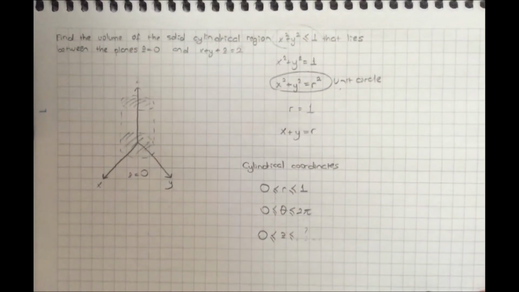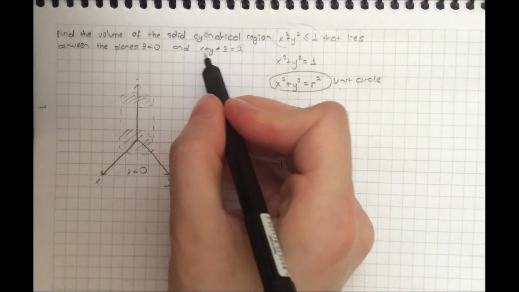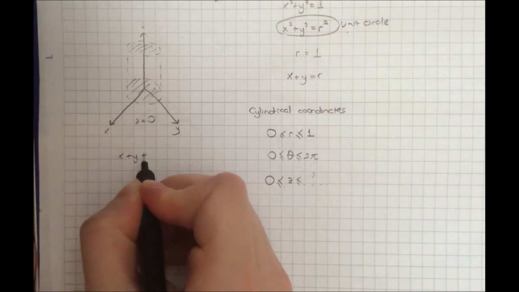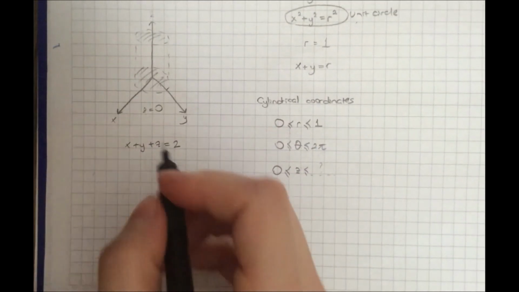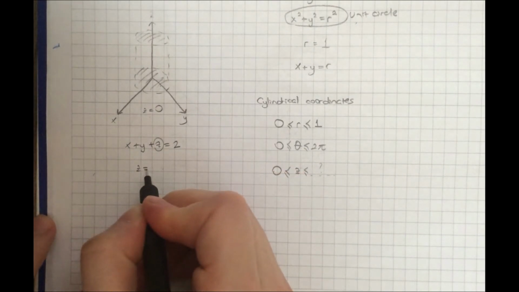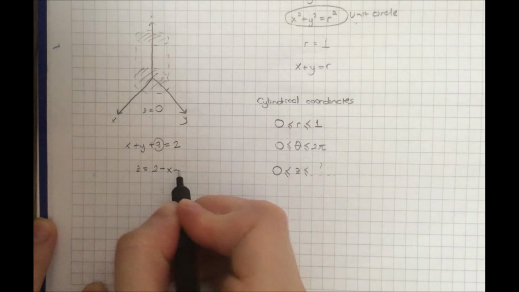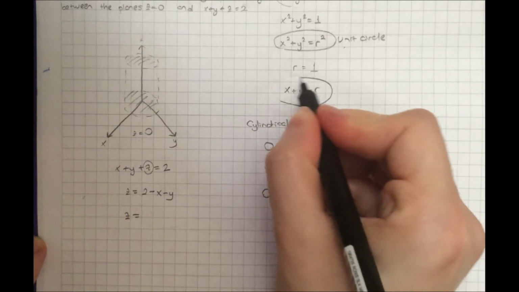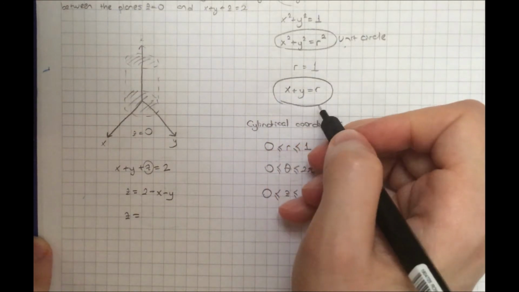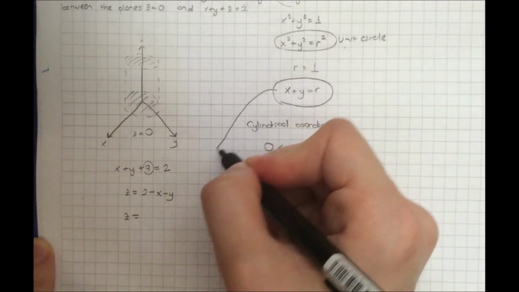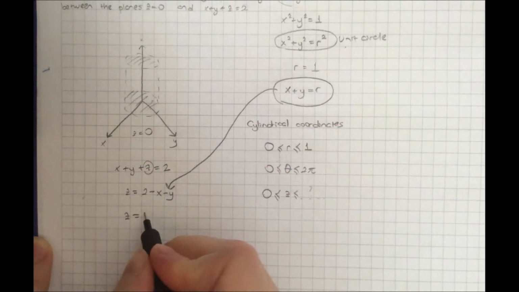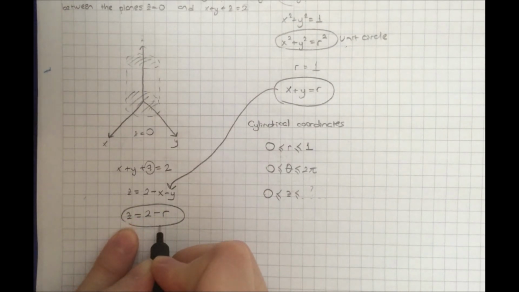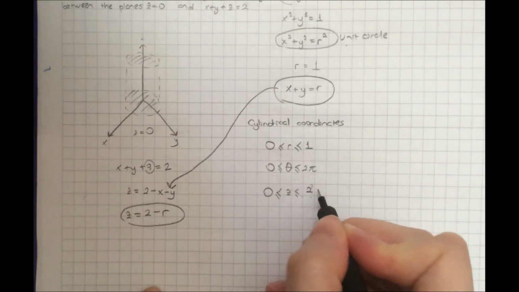The question gives us another plane, which is x plus y plus z equals 2. So x plus y plus z equals 2. So we can write the z just like this: 2 minus x minus y. And we just found that x plus y is equal to the radius. So we can write z just like this. So this is our other coordinate. It's 0 to 2 minus r.